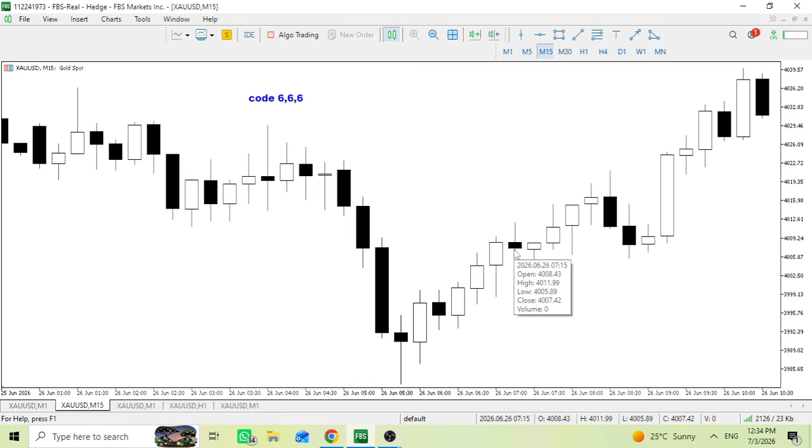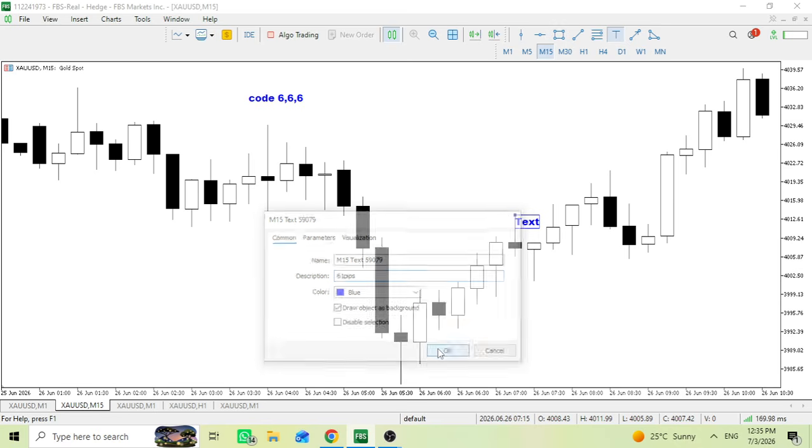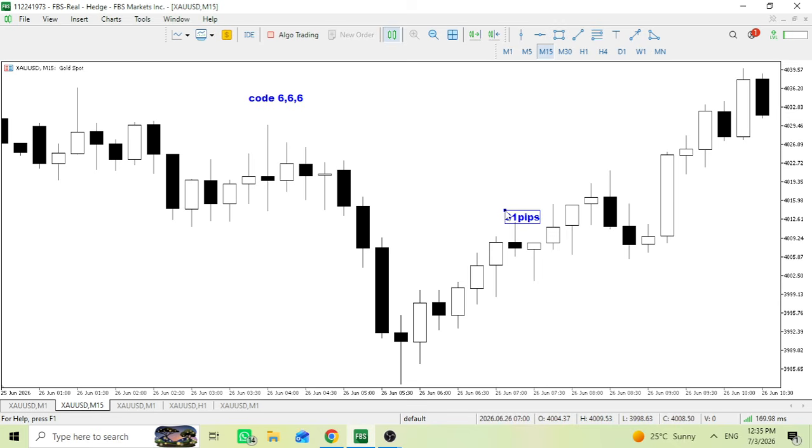I will start with this one, 7:45. I will take 4011.99 minus 4005.89. This one I'm getting 61 pips. Let me write it here so that I can't forget. 61 pips. Yeah, this candle is 61 pips there.